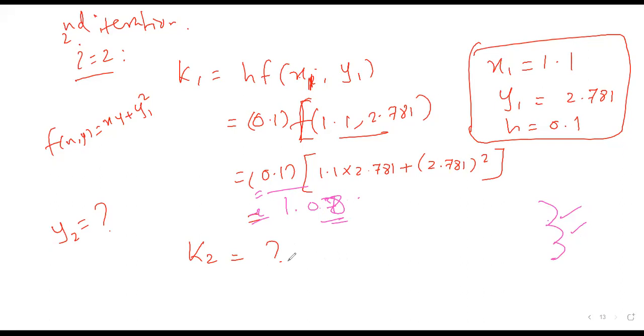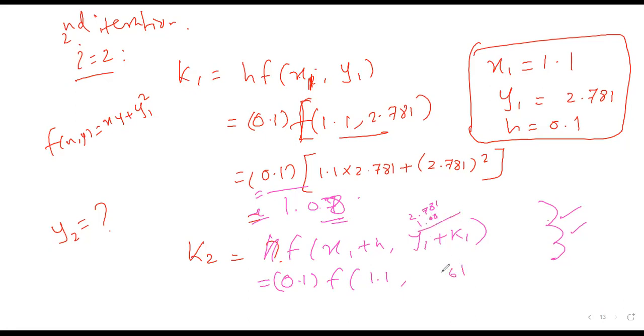What about K2? K2 in the sense you have h times f of x1 plus h, y1 plus k1. So it will be 0.1 times the function of 1.1 comma 2.781 plus 1.08. So it will be 3.861.